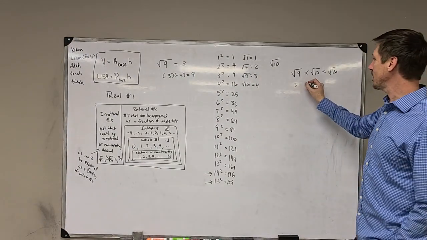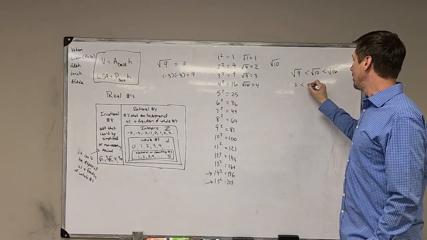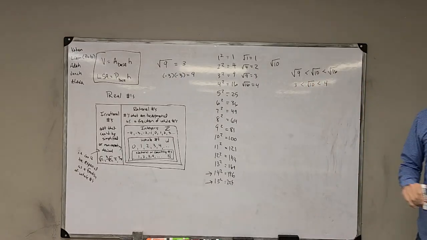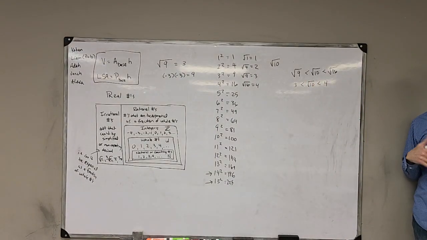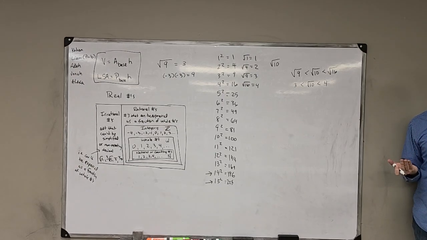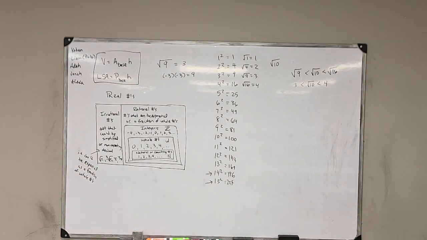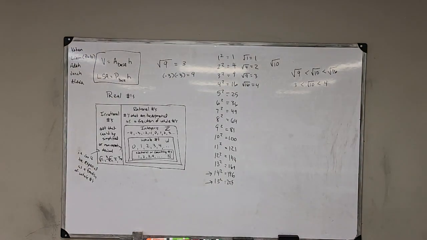All right, so the square root of 9 is 3. And then the square root of 16 is 4, right? So we know then that the square root of 10 lies somewhere between 3 and 4. You guys see how you could estimate that? And so if you punch it in on your calculator, what do you actually get for the square root of 10? Let's see if we were right. I got 3.16.